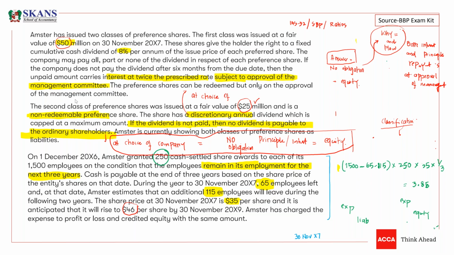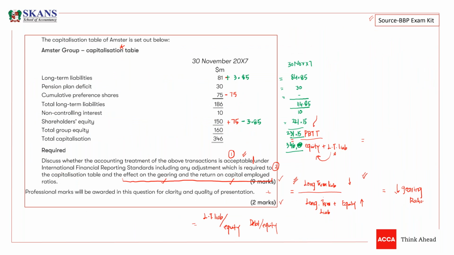Then we have another question: why do we not calculate for the second and third year? Because the requirement is only for 2007 and that's it. The requirement was not for 2008 and 9. So we don't need to calculate for 2008 and 9.